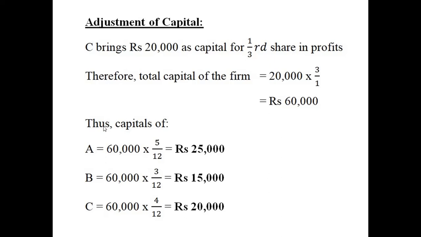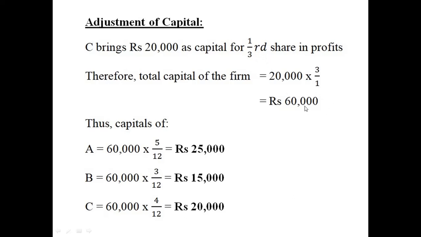So C is coming for 1/3 share, which means the total capital of the firm will be 60,000. Okay, now you know why we are doing the reciprocal of this. Okay, so this is now okay, isn't it? So this is the total capital of the firm.